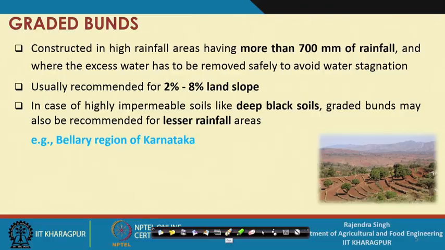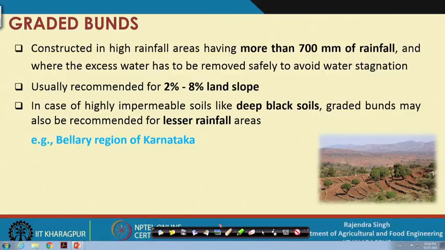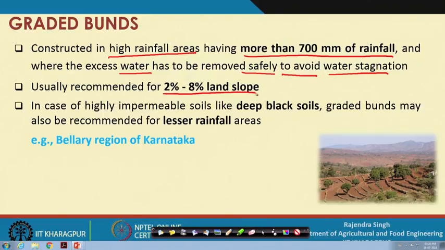Now, as far as adaptability is concerned, these are constructed in high rainfall areas having more than 700 millimeters of rainfall, where the excess water has to be removed safely to avoid water stagnation. So, basically in high rainfall areas having more than 700 millimeters of rainfall, this is a typical adaptability condition, and usually recommended for 2 to 8% of land slope.